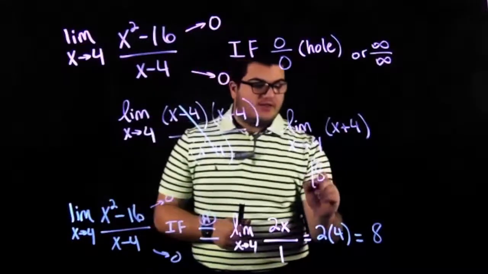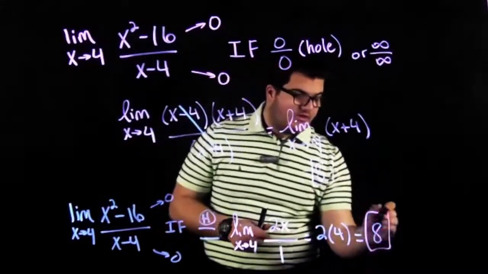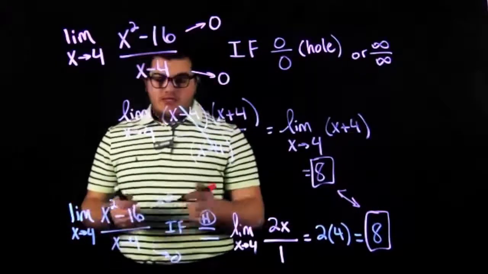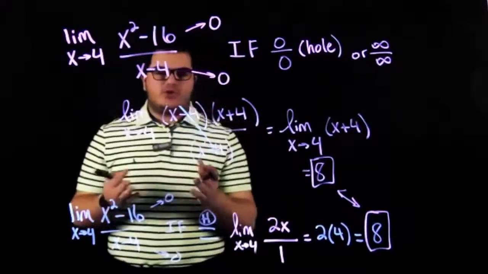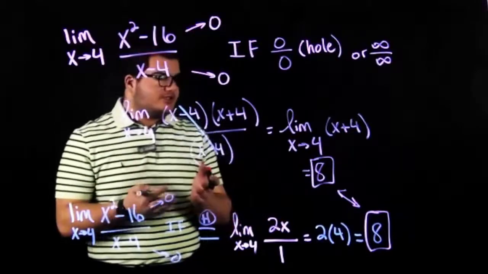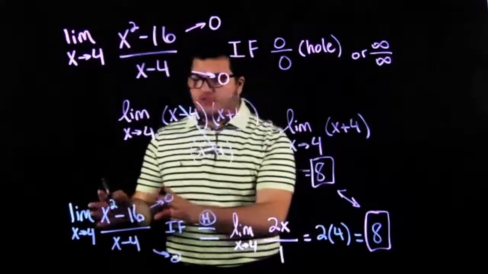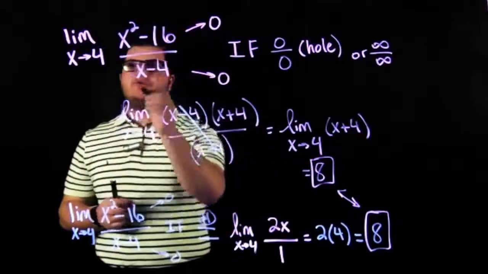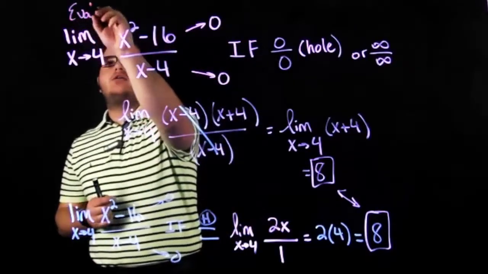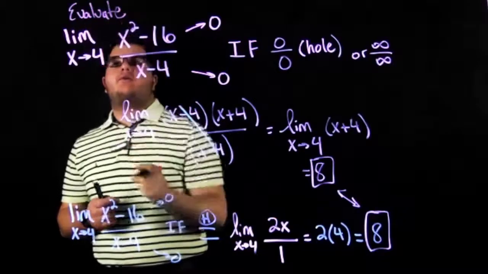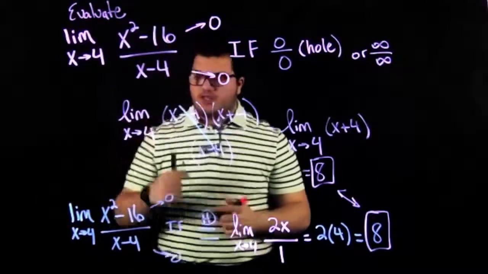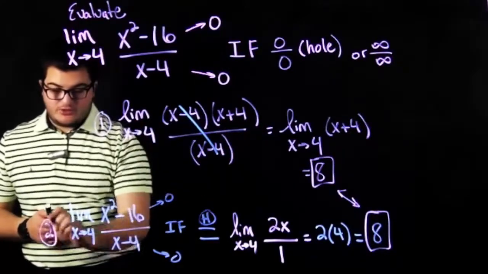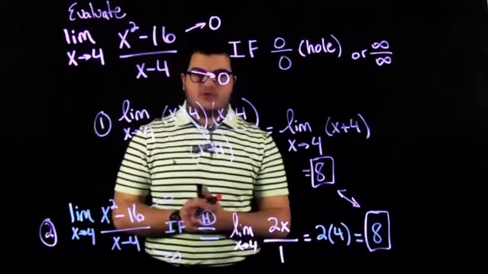So you see that either way you do it, you get the same answer, and you should. It doesn't matter which way you do it on your exam, just as long as they don't specify use L'Hopital's or use algebra. If they just give you evaluate this limit, then you can do either of these techniques. Either use the factor cancel method or use L'Hopital's rule, whichever one's easier for you.